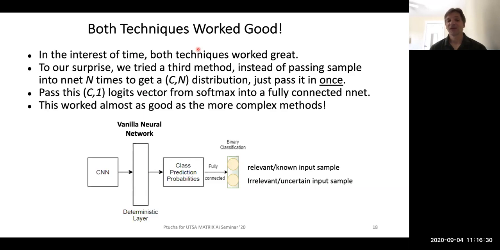So I tell folks, if you need an uncertainty detector, just add one more set of nodes in your neural network for the relevant, irrelevant, which will take the output of your softmax. And it generally works very well.